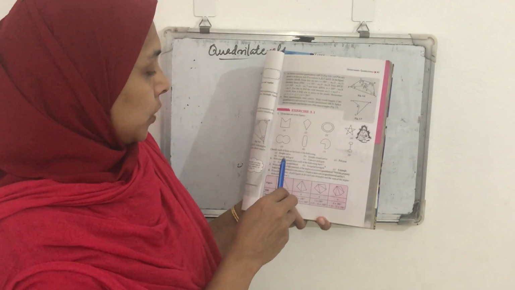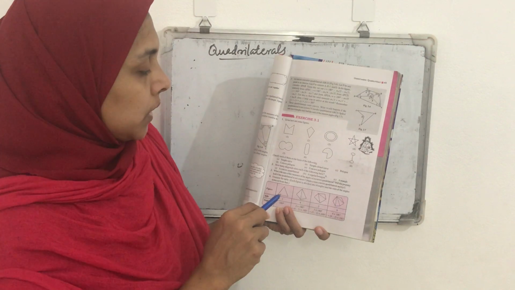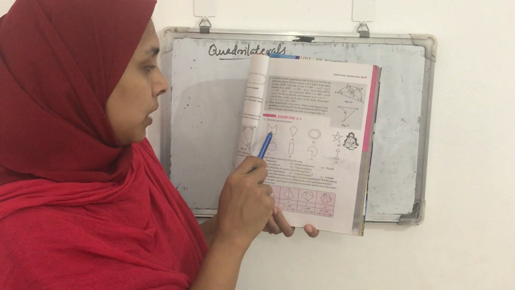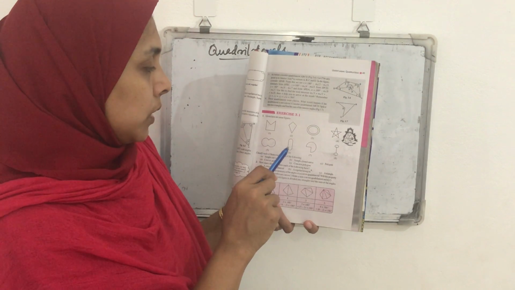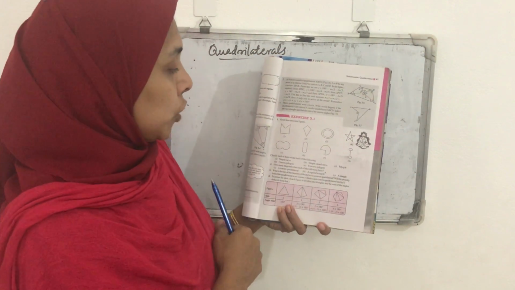Next, question B: simple closed curve. Which are simple closed curves? All these are simple closed. Here 1, 2, 5, 6, 7. These 5 figures are simple closed curves.